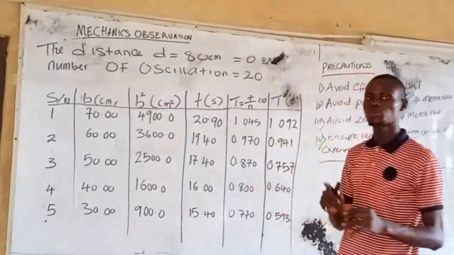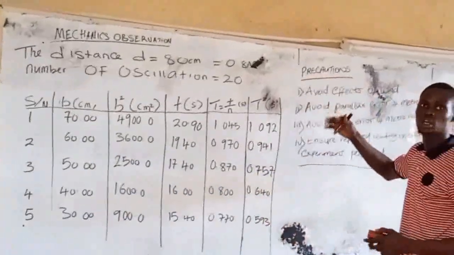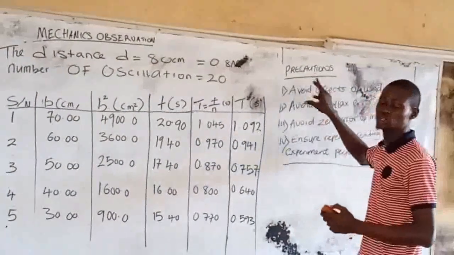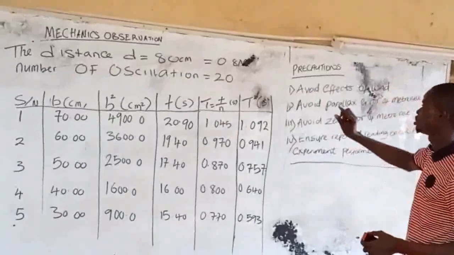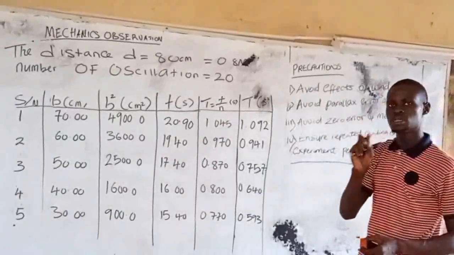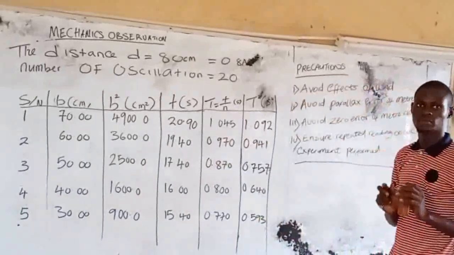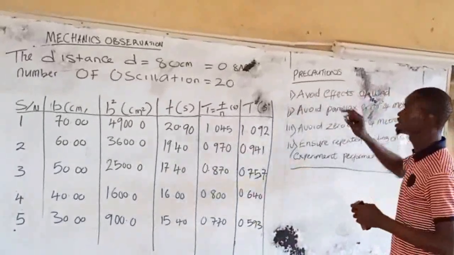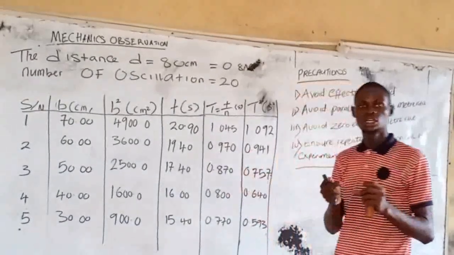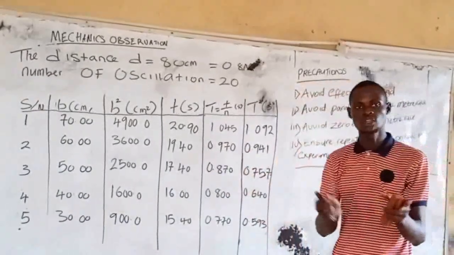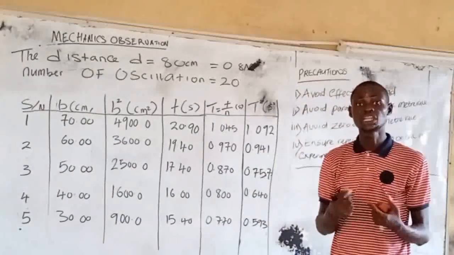Before I move on to plotting the graph, I would like to give you the likely precautions that you must put in your graph, in your question that will be asked. For example, in performing the experiment, wind effects are being avoided. I avoided the effect of the wind when performing my experiment, because when there is wind, it might lead to wrong reading.